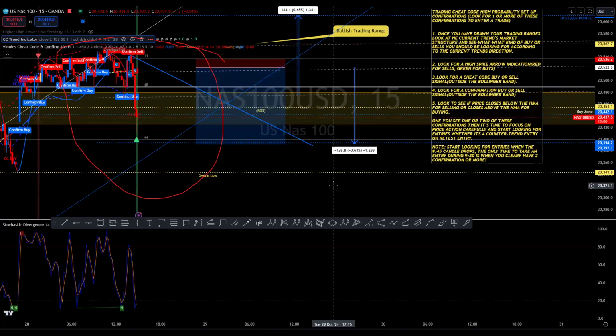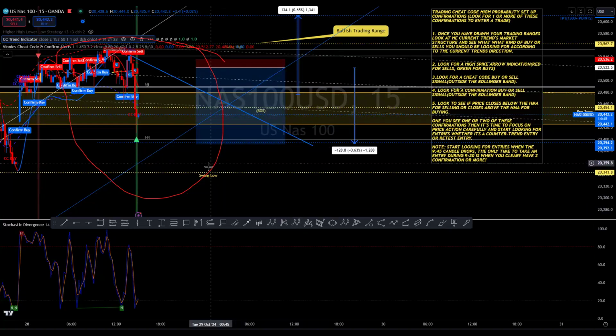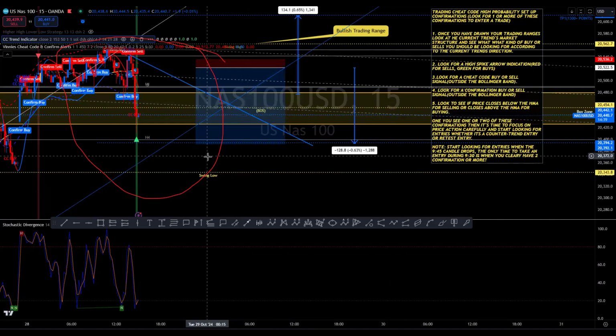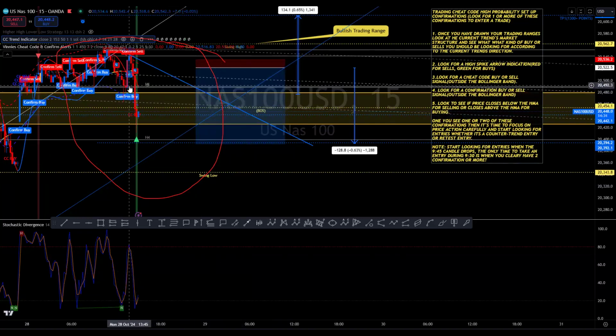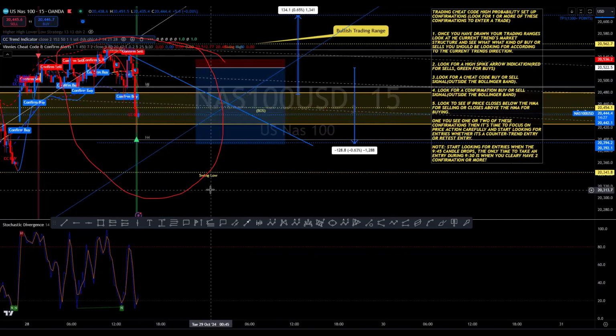3, 2, 1. So we had a high spike arrow. And looking for price to pull back at least to half of this point here. We're going to continue to go down. So I'm waiting for the next candle.